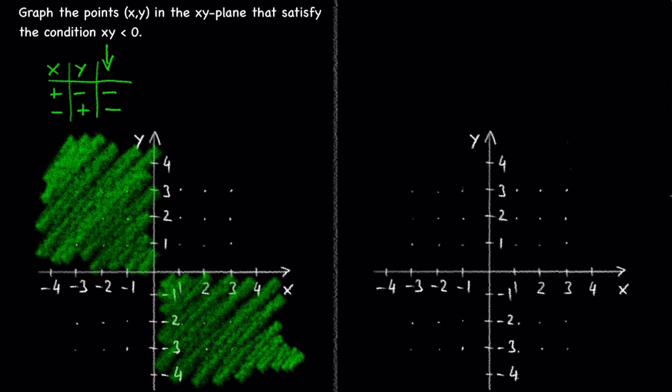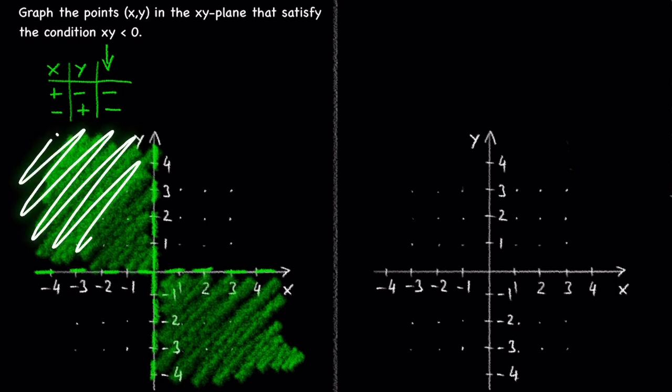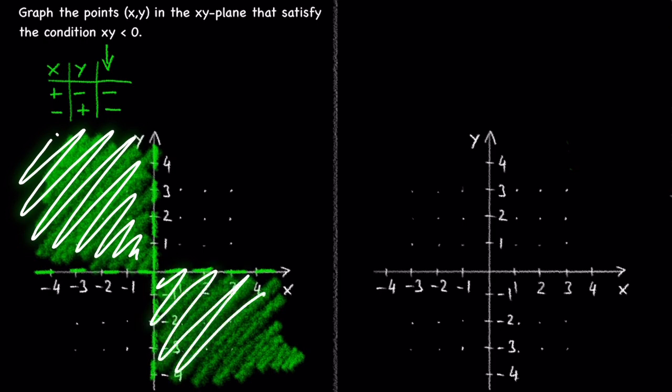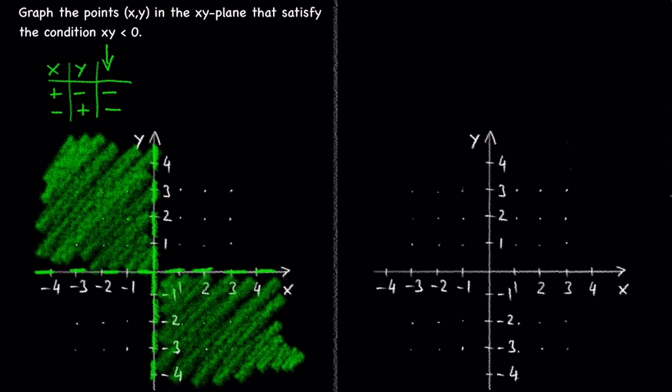What we have to do now is to dash the lines on the axis because 0 is not included. In other words, the condition is less than 0. It's not less than or equal to 0. So these regions in the xy plane satisfy the condition xy is less than 0.